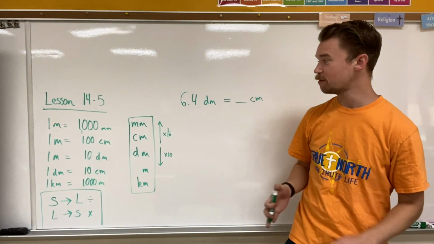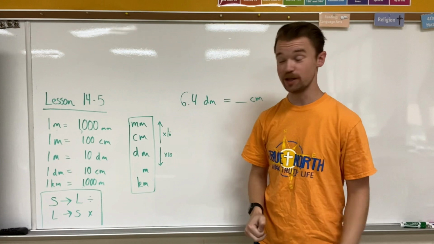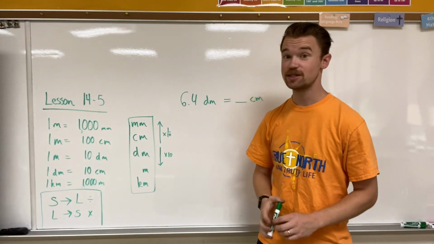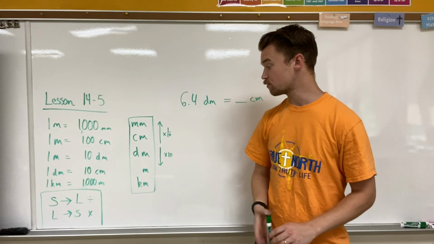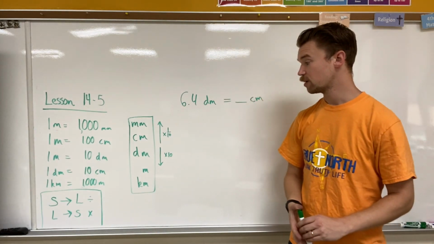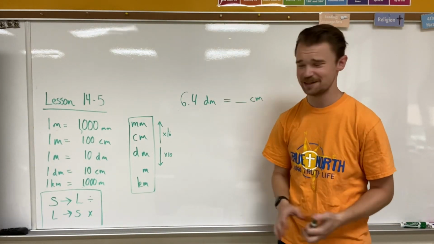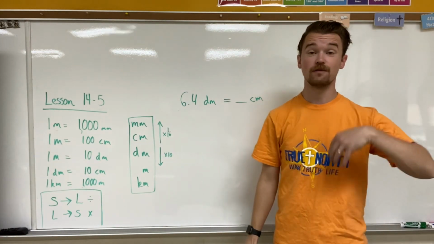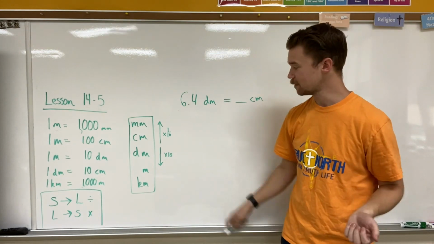So we have a couple of different measurements. We have mm, which stands for millimeter, cm, which stands for centimeter, dm, which stands for decimeter, m stands for meter, and km stands for kilometer, or kilometer, as some people say it. If we take a look at this chart, this is going to help you with conversions most of the time.